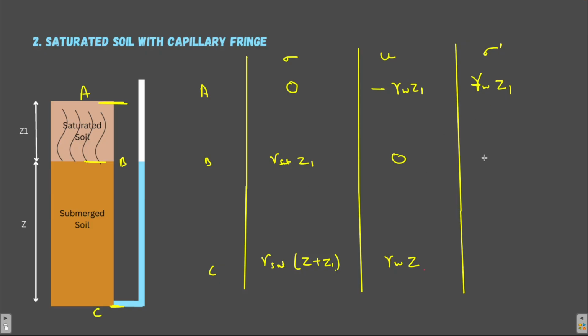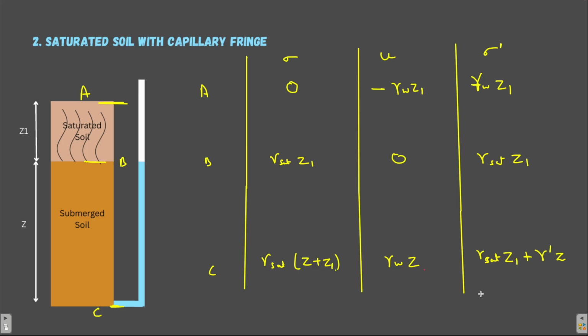At point B, the effective stress will be gamma saturated into Z1. And third, at point C, it is the total stress minus the pore water pressure. So gamma saturated into Z plus Z1 minus gamma W into Z. So it will be gamma saturated into Z1 plus gamma saturated into Z minus gamma W into Z, which will give you gamma submerged into Z.